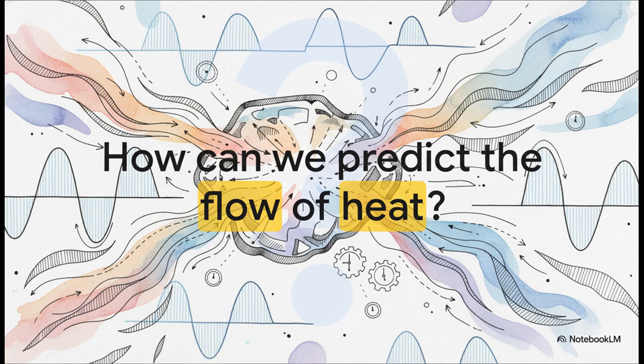So that leads us to the big question, right? If you've got some object and its temperature is all over the place, how on earth can you predict what its temperature will be at any single point, at any moment in the future? It sounds impossibly complicated, but it turns out there's this incredibly powerful and elegant way to figure it all out.